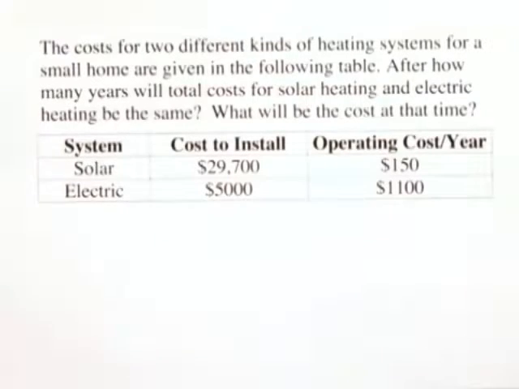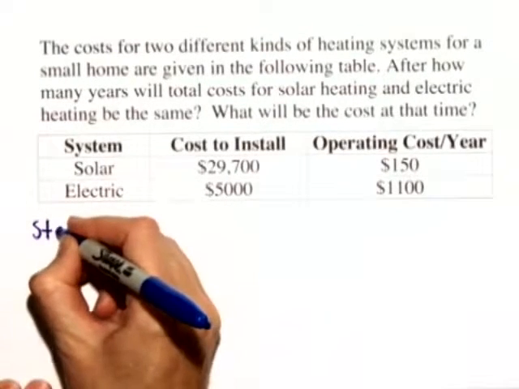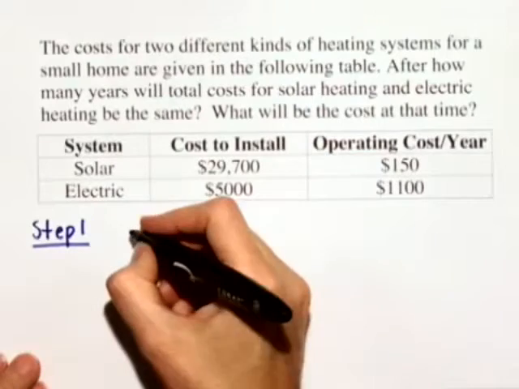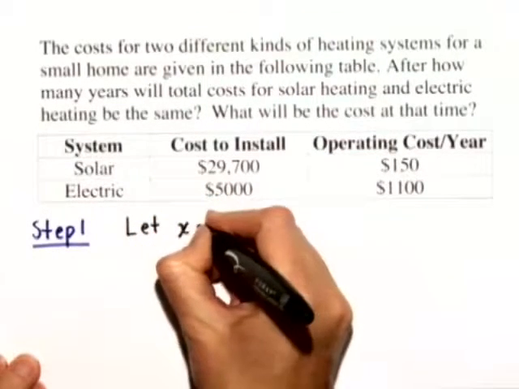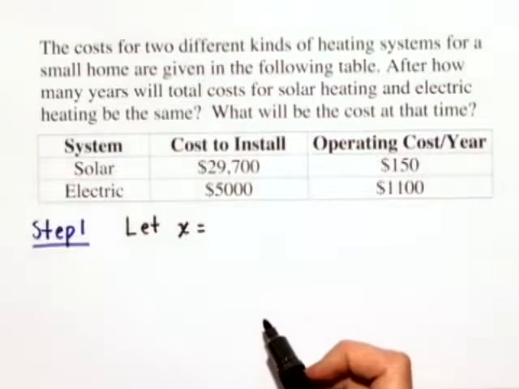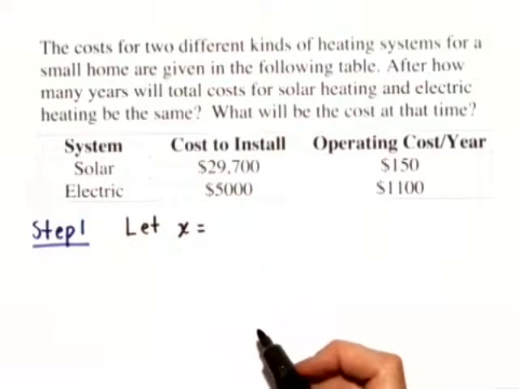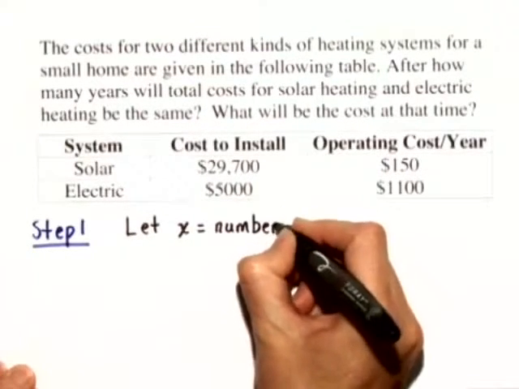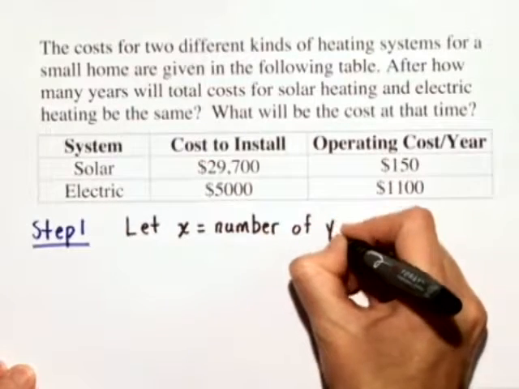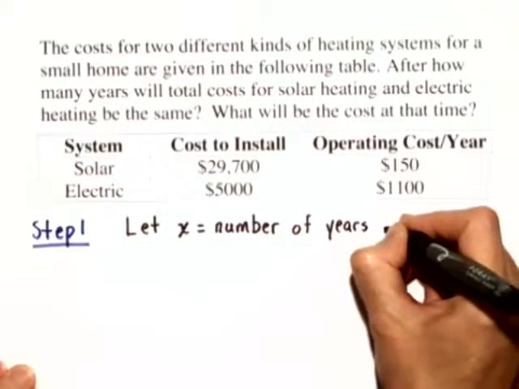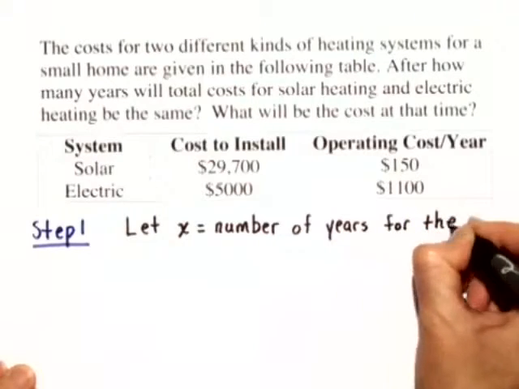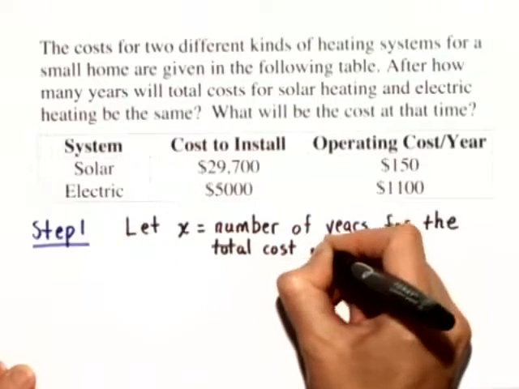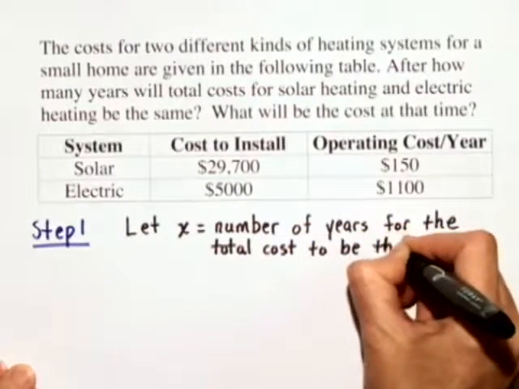Well, let's first start off in step 1, and we want to let x equal an unknown quantity. So for step 1, we can let x equal what we're trying to find. We're trying to find the number of years after which the total cost for the two systems will be the same. So x equals the number of years for the total cost to be the same for each system.